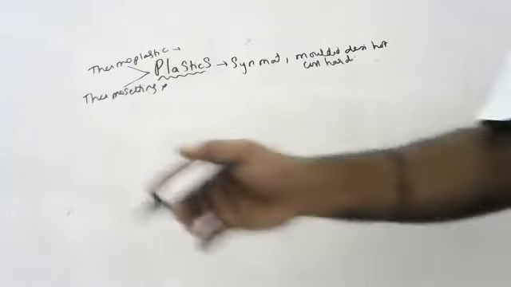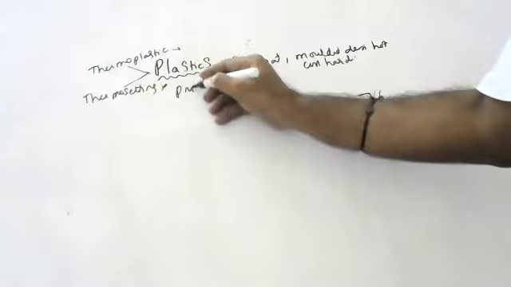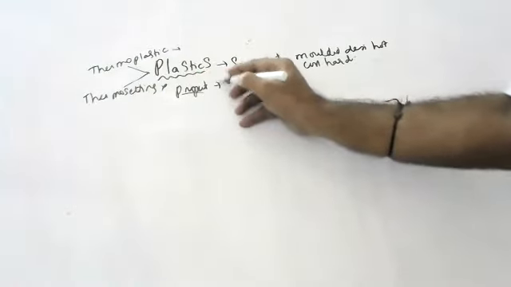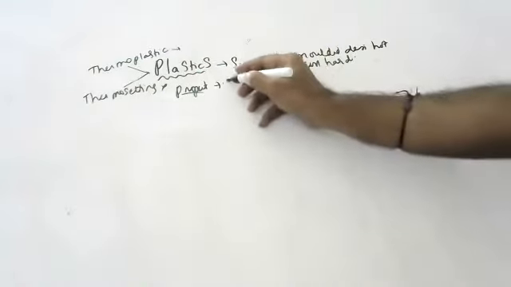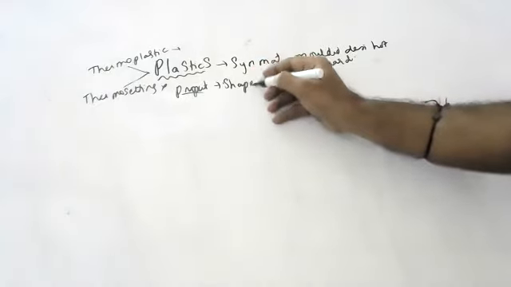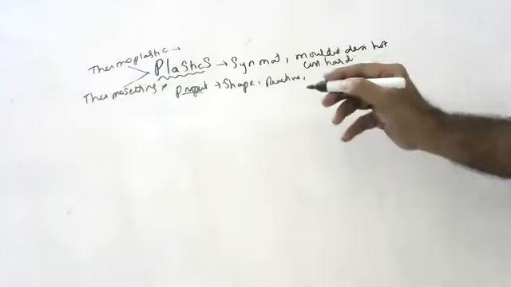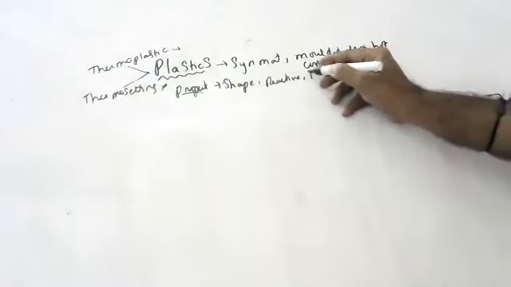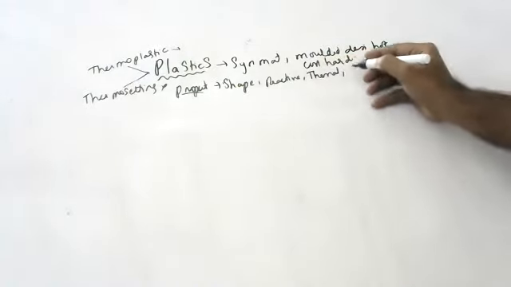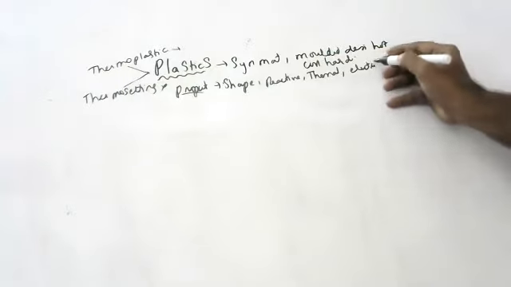I also said some properties. If you remember, what are the properties which I told? First, shape: you can convert them into any shape. Then reactivity: they are least reactive, they won't react with any substance. Thermal conductivity is very bad. Electrical conductivity is also very bad, they won't conduct electricity.